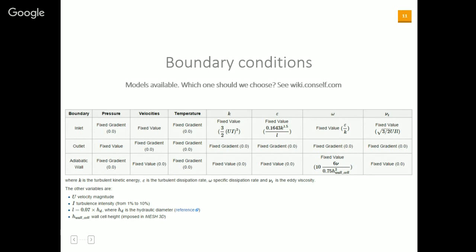Once again, we see here how to apply the turbulence intensity and the hydraulic diameter we saw earlier. It is also important to define the outlet, and we suggest to define it as a fixed value for pressure, like environmental pressure, and to specify a fixed gradient for all the other values, with a zero gradient condition. And last but not least, the adiabatic wall, which is another type of boundary condition, very, very useful in case of pump simulation.